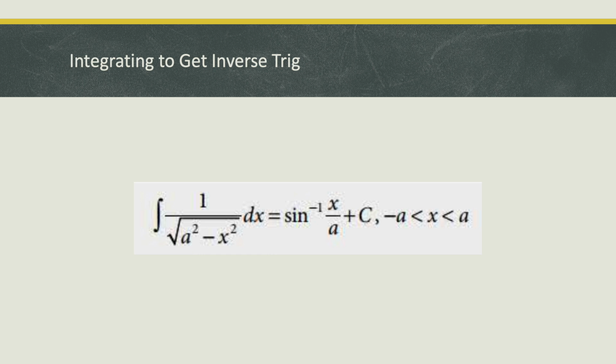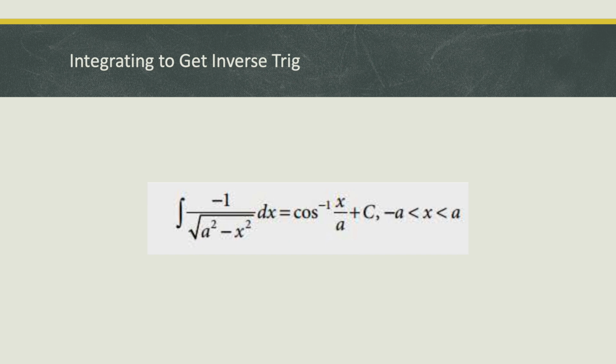So this is the general form of integrating 1 over root a squared minus x squared dx, which will become sine inverse x over a plus c. The domain for sine inverse is minus 1, 1. So when we have a, we have to make sure that x is not greater than a or less than minus a, as in the fraction will be outside the domain.